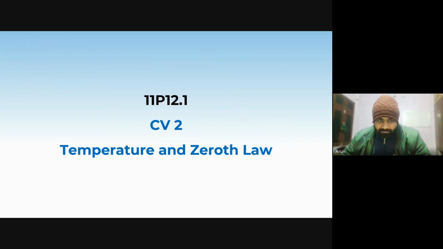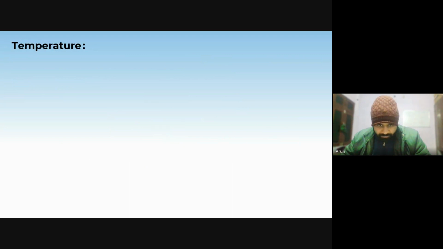Now, temperature and zeroth law. So firstly, I will tell you something interesting about the temperature. Let's say we have a system here. This is system A and this is system B. Okay. And they are given different heat. We are not using the word temperature here.